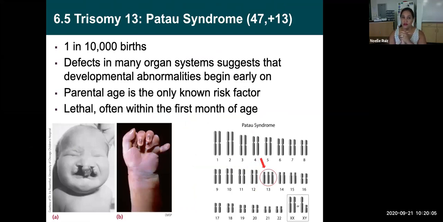Patau syndrome is trisomy 13, when they have an extra number 13 on their karyotype. It happens in 1 in every 10,000 births. It's not very common. Defects in many organ systems suggest developmental abnormalities begin very early on. Parental age is the only known risk factor. And it's lethal, often within the first month of age. So these babies are born, but they normally don't survive past 1 month old.